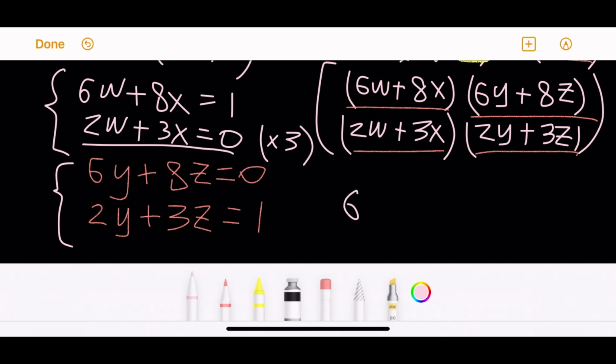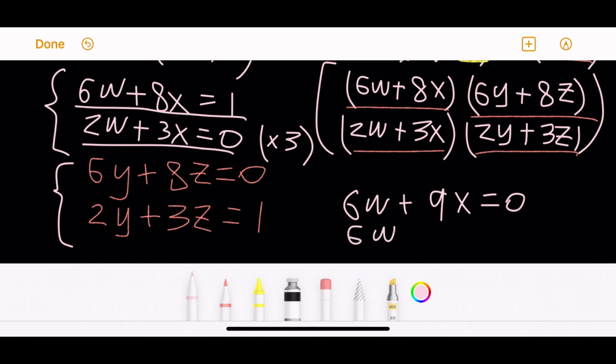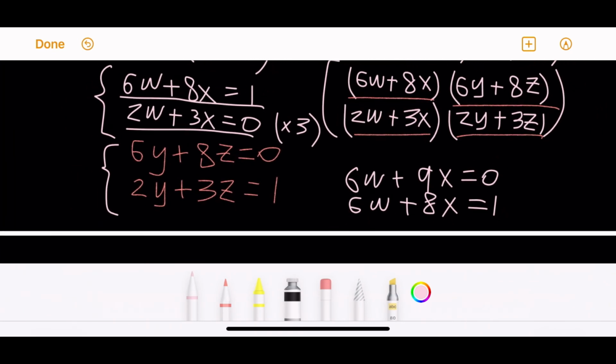So I'll get 6w plus 3 times 3x, 9x equals 0. And then I'm going to copy down the first equation over here, 6w plus 8x equals 1. And that will be very easy. We will get negative x equals 1. And finally, x equals negative 1. And once we know x equals negative 1, we can substitute it back into any of these two original equations. And then we will get w will equal 1.5.